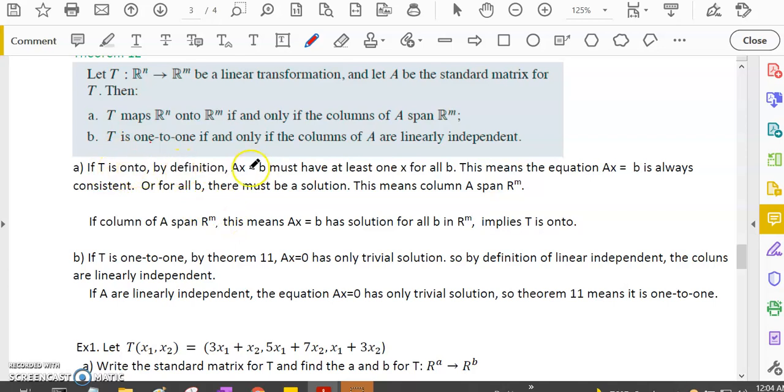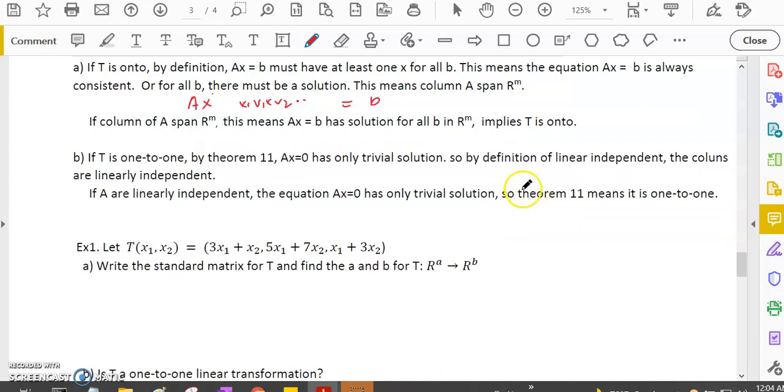If T is onto, then Ax equal to b must have at least one x for all b. That means Ax equal to b is always consistent, so for all b there must be a linear combination. That means the columns of A span Rm. The x's are the weights, so when you multiply Ax, you are using the columns v1, v2 with weights x1, x2, and they equal b, so there must be a solution. And if the columns of A span Rm, that means Ax has a solution for each b, so T is onto. That is the other way around.